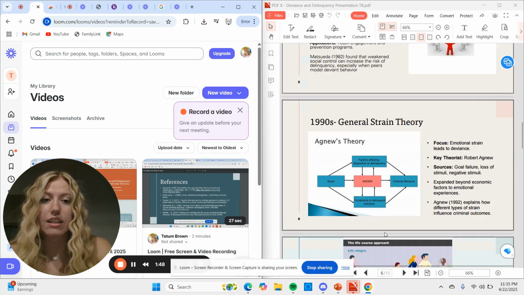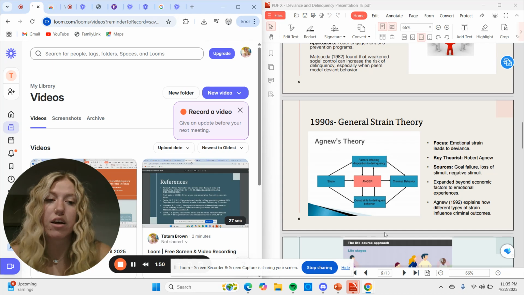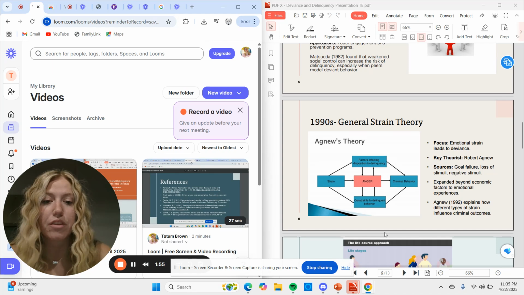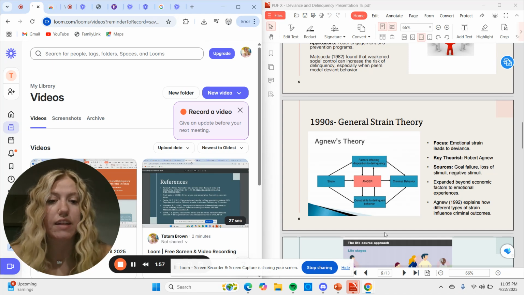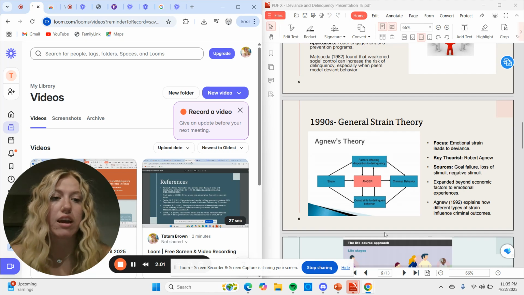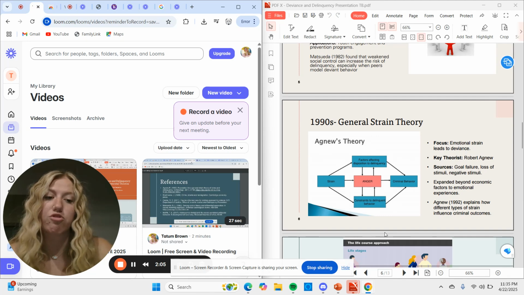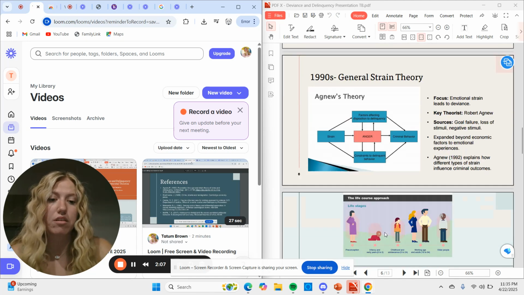In the 1990s, general strain theory developed. I have this visual showing that anger is at the center and the other factors branching off. The main focus is that emotional strain leads to deviance, and Agnew explains how different types of strain influence criminal outcomes.